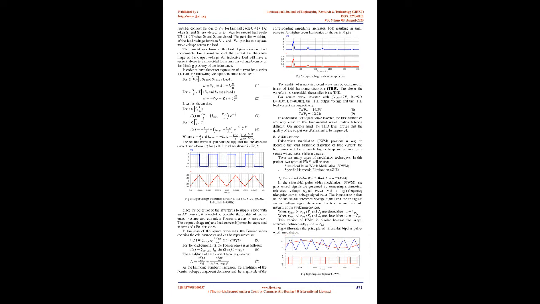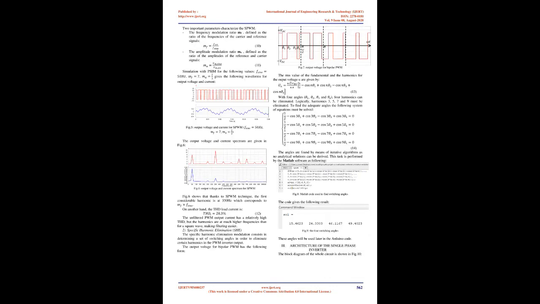A Fourier analysis is necessary. The output voltage u(t) and load current i(t) must be expressed in terms of a Fourier series. In the case of the square wave u(t), the Fourier series contains the odd harmonics and can be represented as follows. As the harmonic number n increases, the amplitude of the Fourier voltage component decreases and the magnitude of the corresponding impedance increases, both resulting in small currents for higher order harmonics, as shown in Fig. 3.